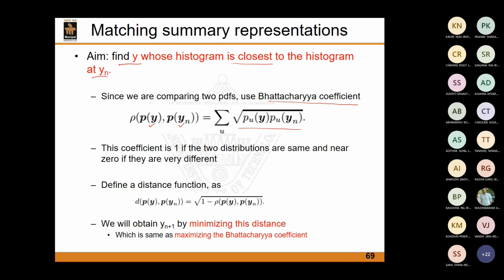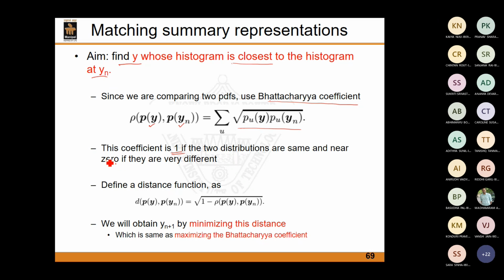What happens here is that this particular coefficient will give you 1 if the two distributions are the same. That means if these two histograms are matching, then the maximum value you will get would be 1. And if they are very different from each other, then it would tend to be 0. So the value of the coefficient will lie between 0 and 1, 1 being the maximum, where the histograms are matching perfectly, and 0 being the minimum, where the two histograms are very dissimilar, or very different from each other.